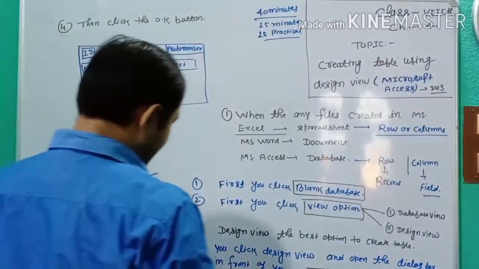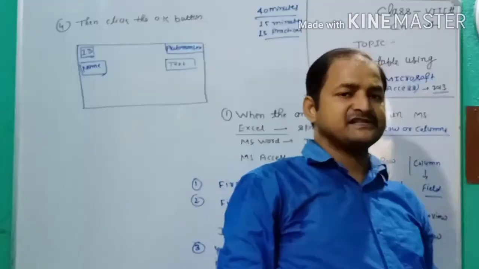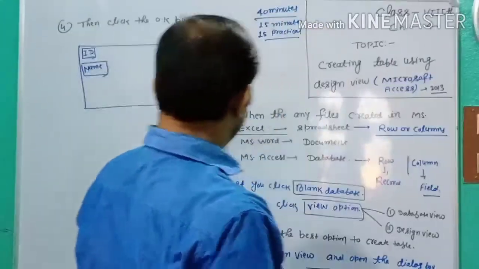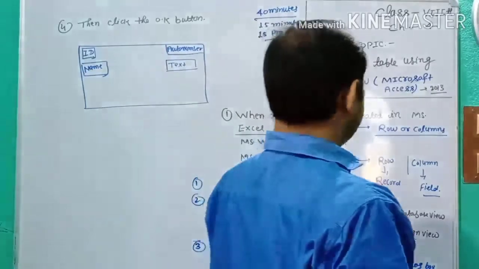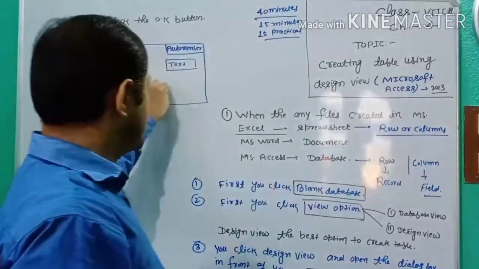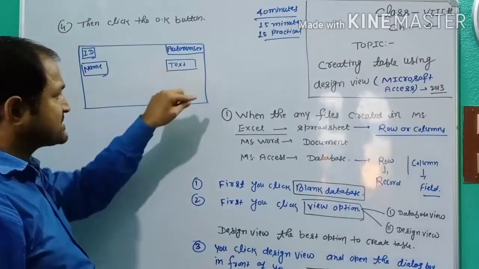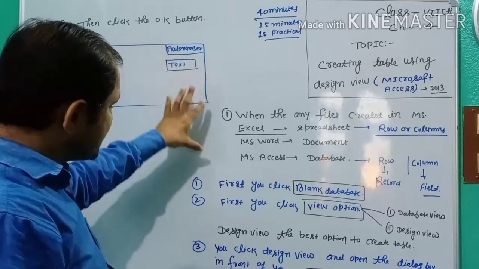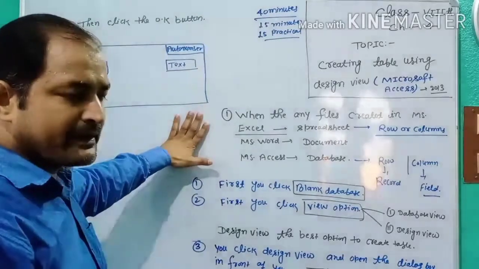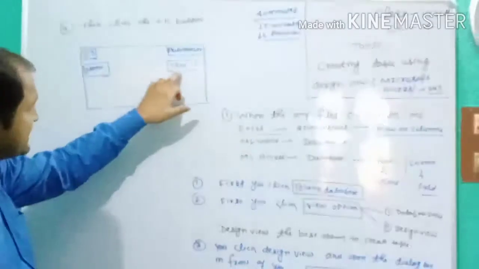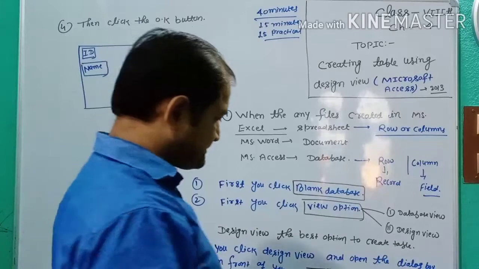My dear students, I again repeat in one sentence. In 2013, you select text normally for names. There are so many options, such as short text, long text, and numbers. You can click on any of the many options available, but your name is related to text.